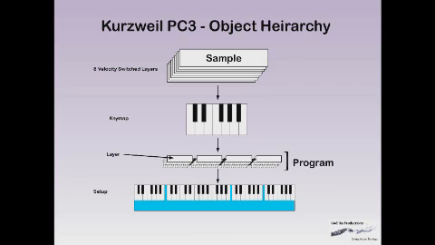But you can also have separate sample sets for every velocity level, so for 8 different velocity levels. And that's how they do the triple strike pianos, for example, and that's how you get a lot of expression from the PC3, is that you can have all of these different samples.